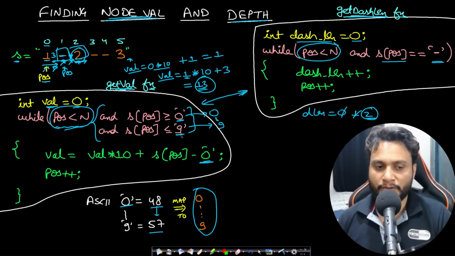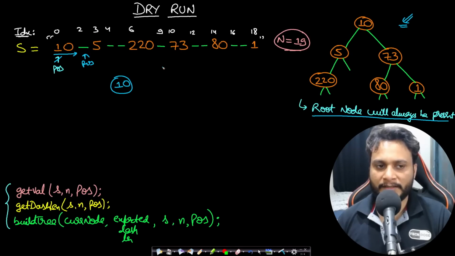And you know these 2 utility functions. These 2 utility functions will be passing this position as reference. So if you do pass by reference, then whatever update is made on this position while extracting the value or extracting the dashes, it will be reflected back in all the other functions, right? So that is why it will be present at index 2 after getting the value.